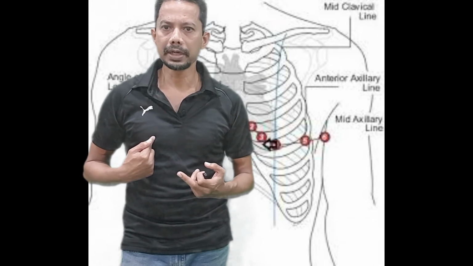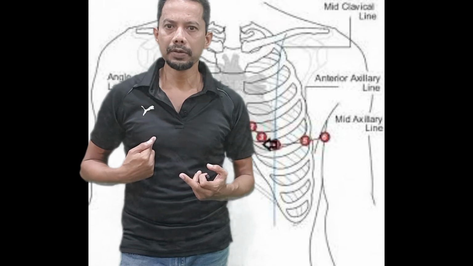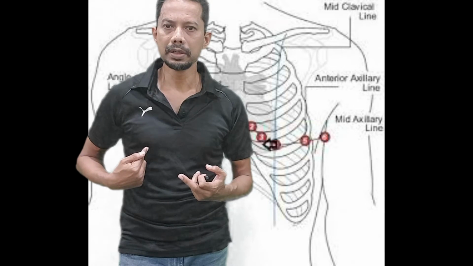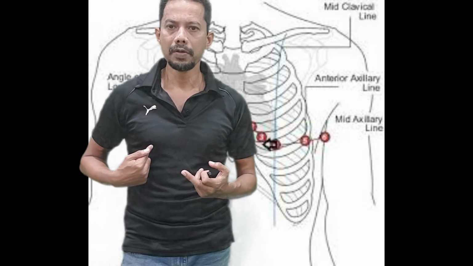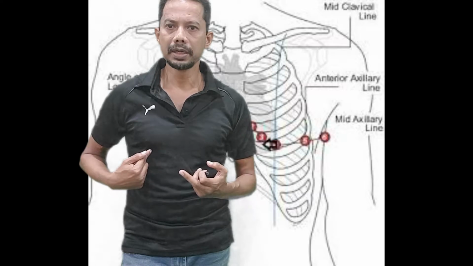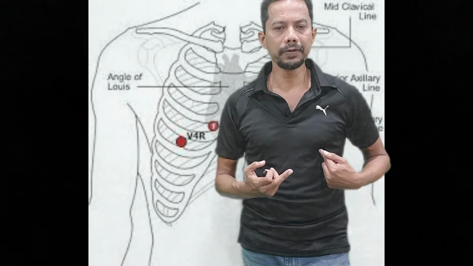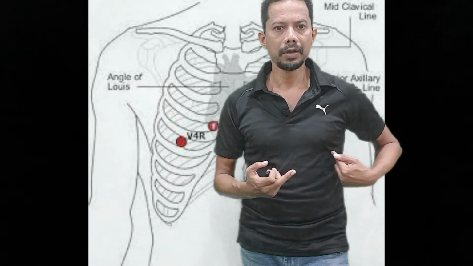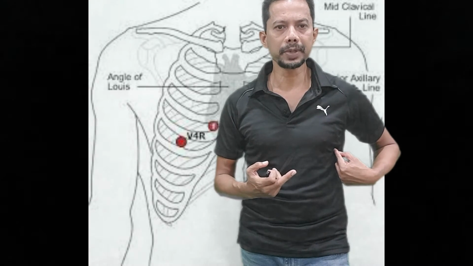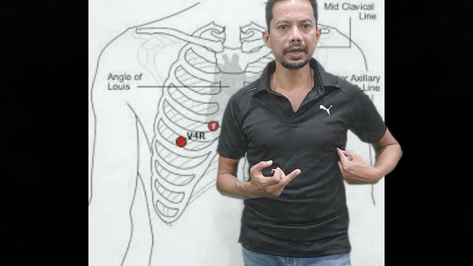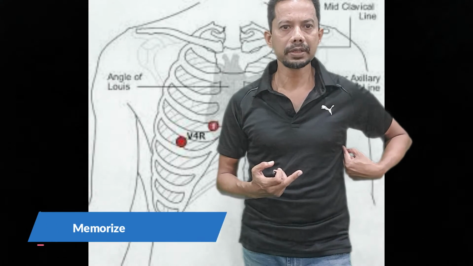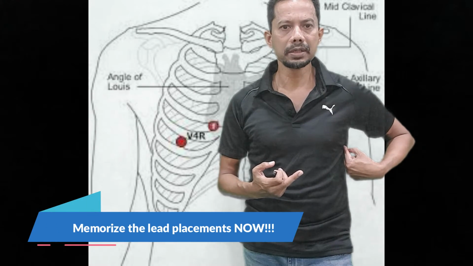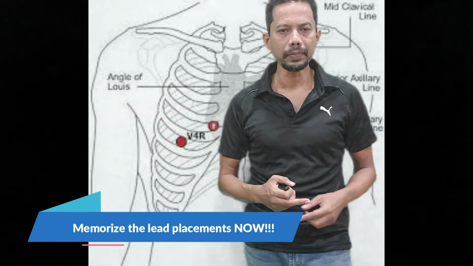V3 is connected between V2 and V4. V4 is placed in the fifth intercostal space in the mid-clavicular line. V5, fifth intercostal space, anterior axillary line. V6, fifth intercostal space, mid-axillary line.